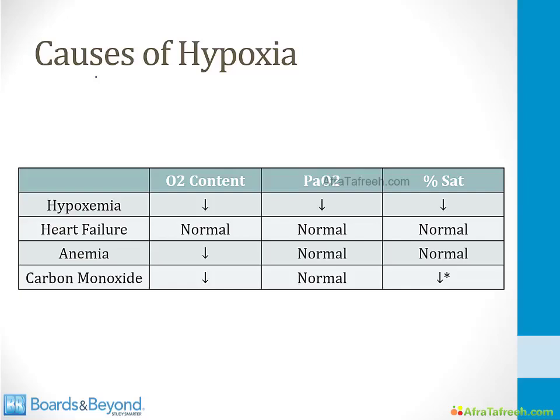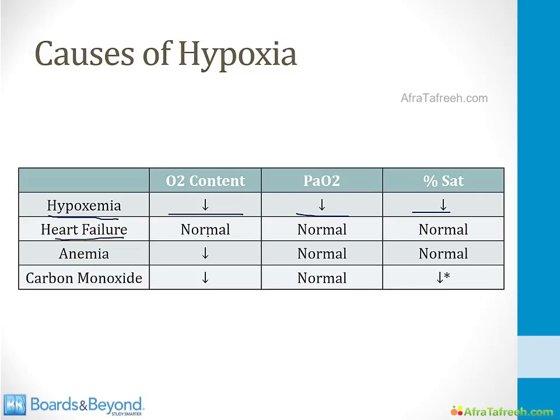Shown on this slide is a table listing the causes of hypoxemia, and many step 1 questions derive from the information on this table. Don't just memorize it. Make sure you understand it. So the first cause of hypoxia is hypoxemia. Patients with hypoxemia have a low oxygen content of the blood, low PaO2, and low percent saturation.